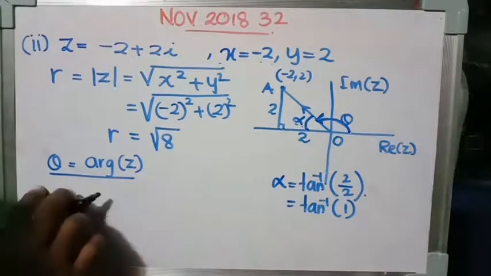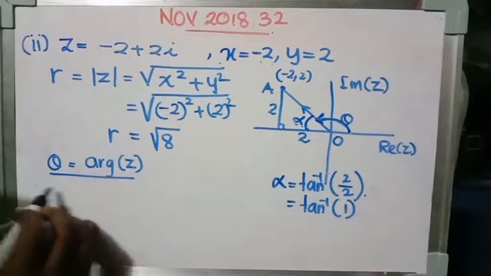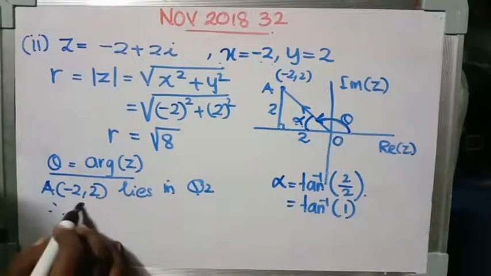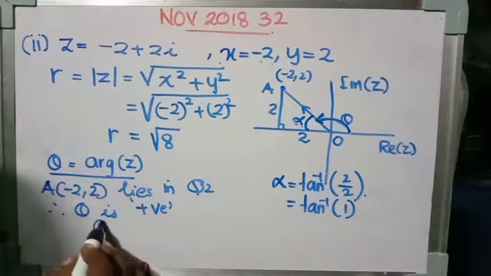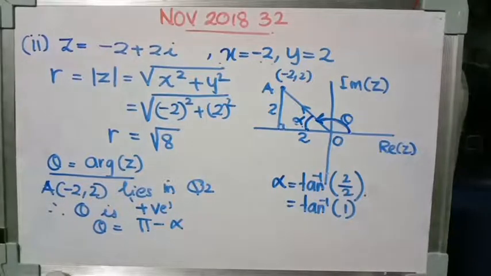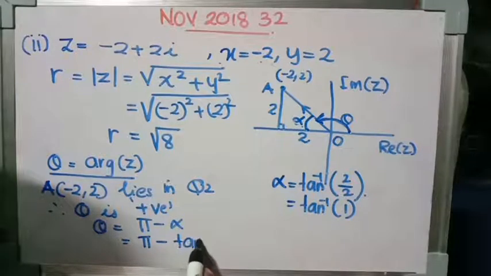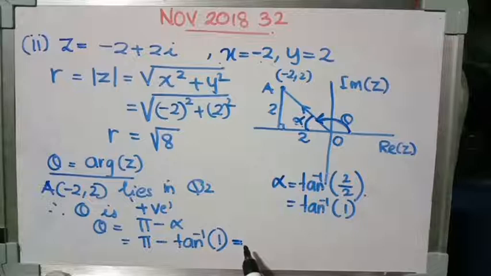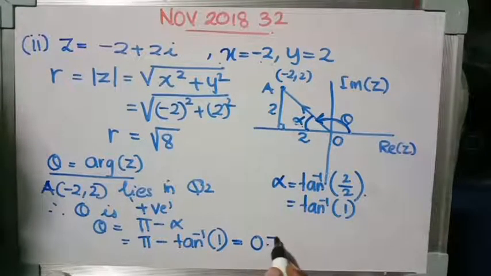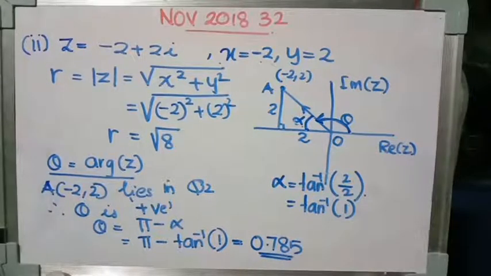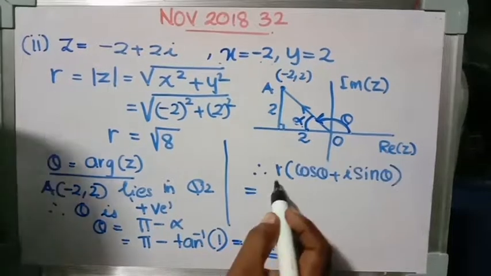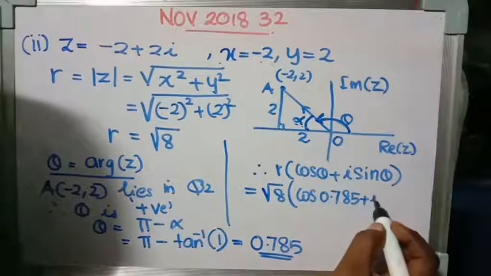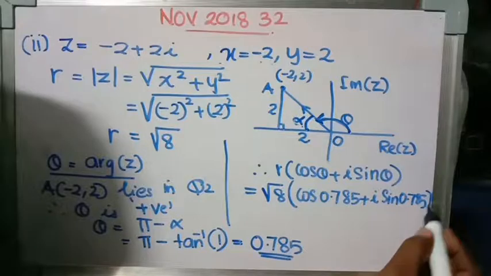And here you have to give a description about theta. The point A, -2, 2 lies in quadrant 2. Therefore, theta is positive and theta is equal to pi minus alpha, which is equal to pi minus tan inverse 1. What is pi minus tan inverse 1? It is 0.785. That's the value of theta. Therefore, r of cos theta plus i sin theta is √8 of cos 0.785 plus i sin 0.785 as a result.